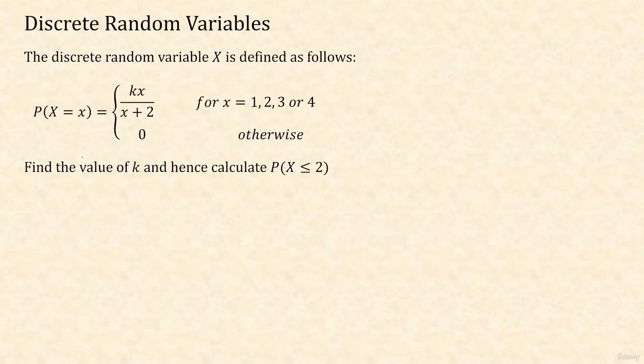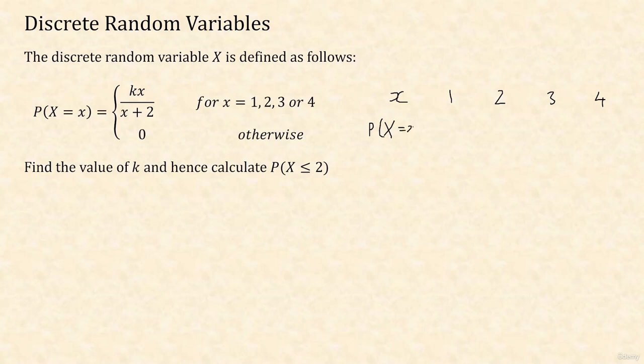Okay, let's look at this final problem. Here it says the discrete random variable x is defined as follows. The probability that x is some particular value is, now we've got a bracket here which gives me 2 options. So one option is kx over x plus 2, and that's for x is 1, 2, 3 or 4, and it's 0 otherwise. So probability of anything other than these numbers is 0. What this means is my table will only have 1, 2, 3, 4. This is a way of telling me there are no other possible outcomes.